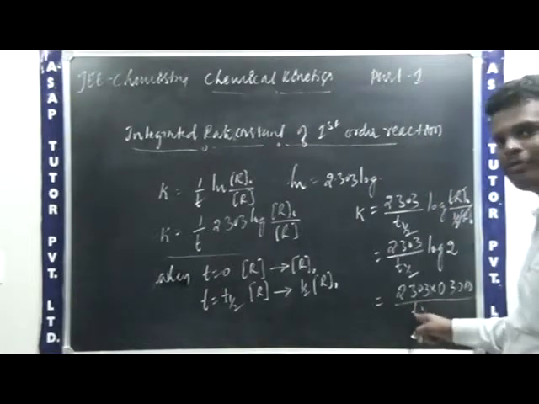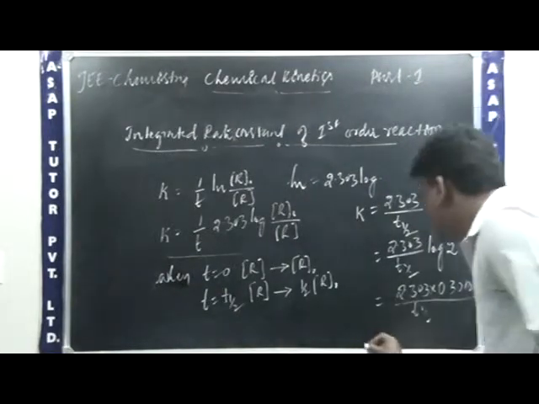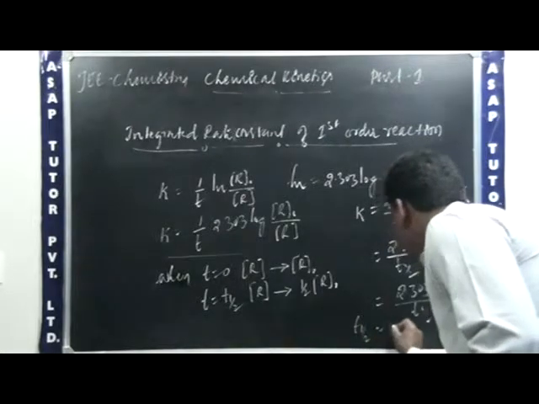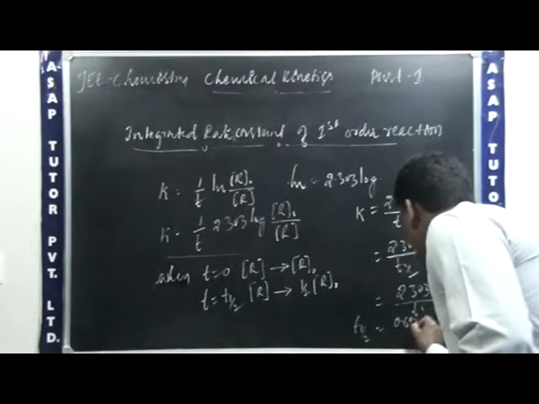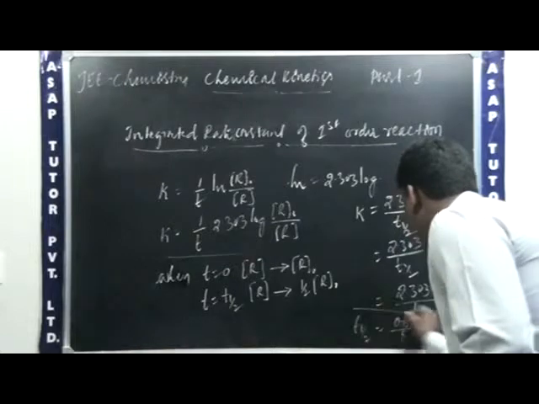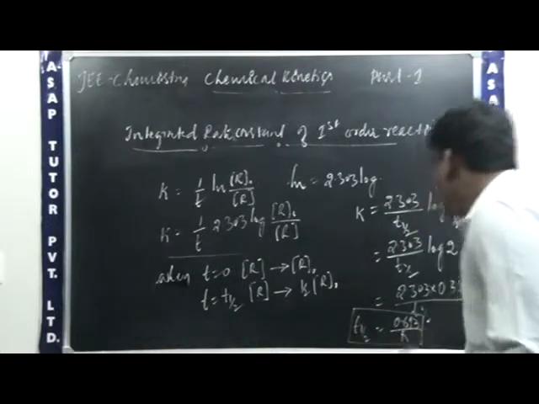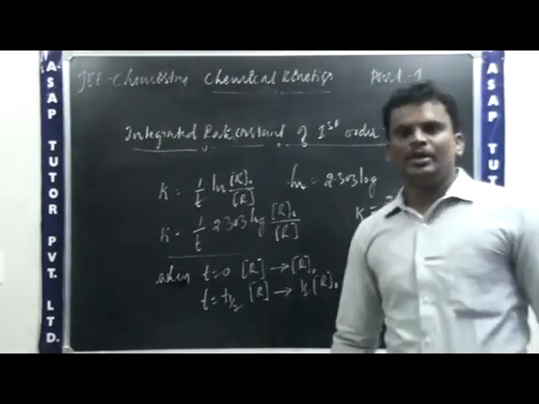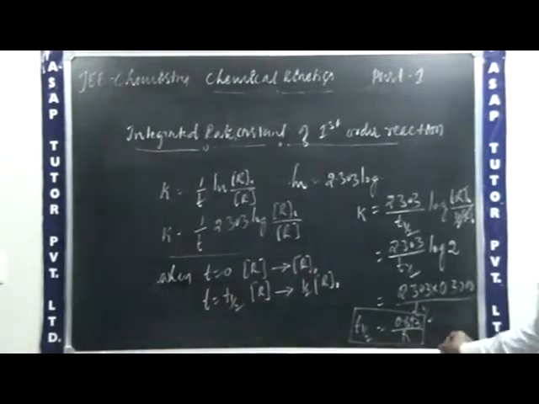We need to derive the formula for t-half. Therefore t-half is equal to 0.693 divided by K. So this is the half-life period formula for first order reaction.